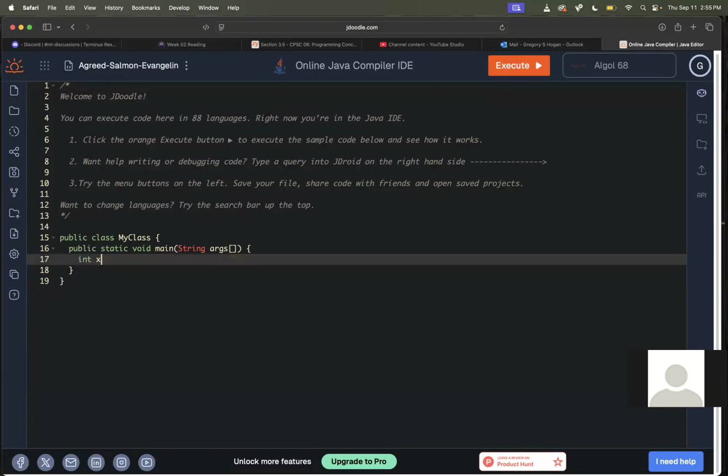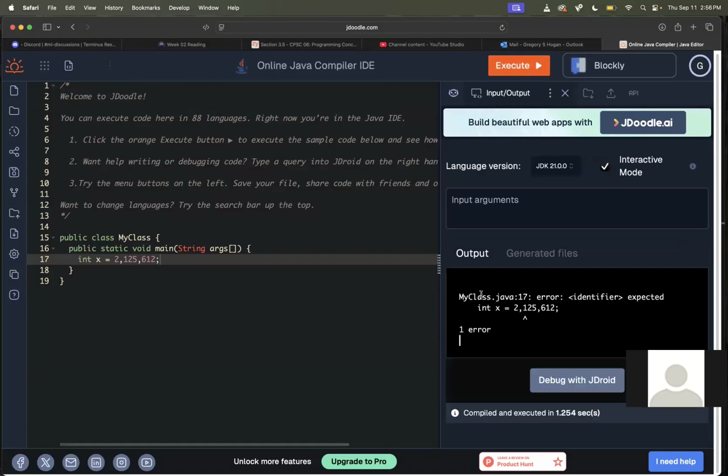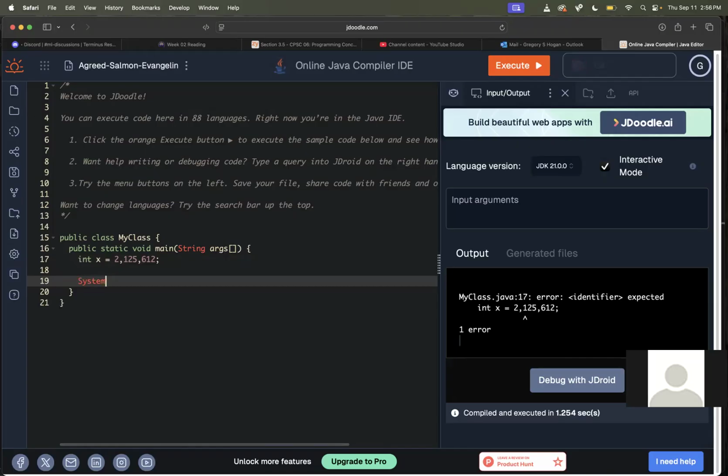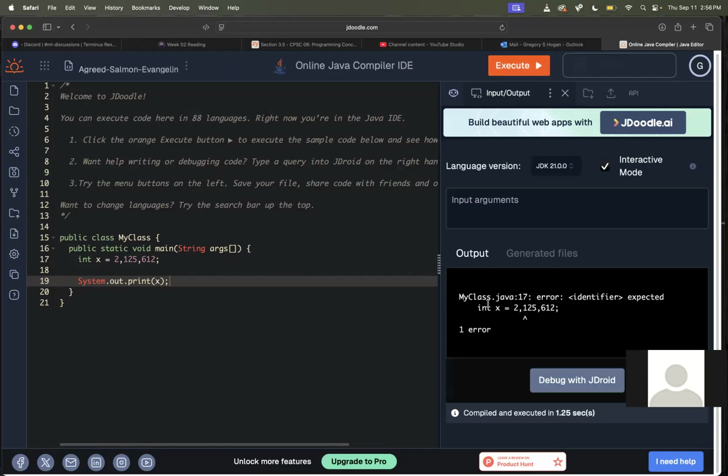So if I tried to put a number here that has commas, like 2,125, I'm going to do more. I'm going to do 2 million, like this. This is an error. You can't use commas this way. So if I try to run it, it doesn't run. I get an error. Also, let me try to print this just to show you: System.out.print X. So this still doesn't run. Same error.